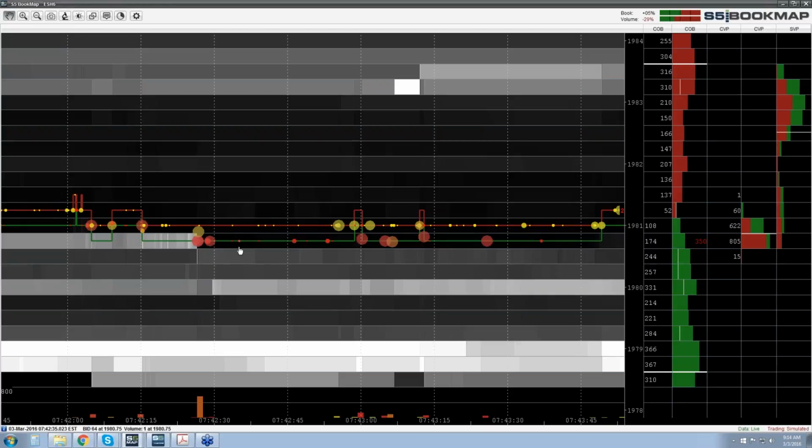All right, so this dot here that you see, this little yellow dot, someone wanted price badly enough at 1981 that they were willing to pay up the spread. They will cross the spread and pay up a tick to get filled at that price immediately. Okay, they did not wait in the book for that price to come to them. They just wanted in right away, and that is that aggressor classification that I'm talking about.